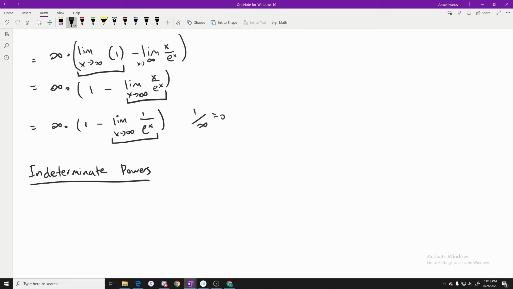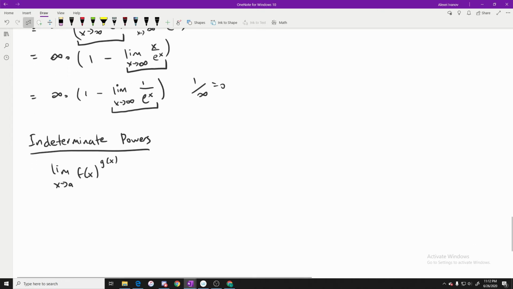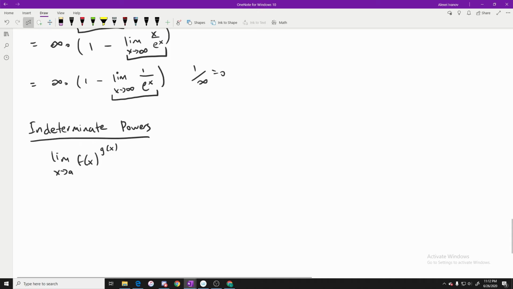So now on to the last section. It is indeterminate powers, and it's when we're taking the limit of a function that is to the power of another function. And there's a couple more scenarios for this one, so I'm just going to go ahead and quickly write those out, and then we're going to go over them.